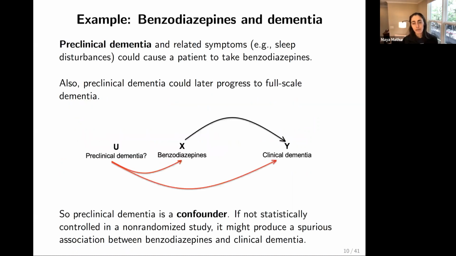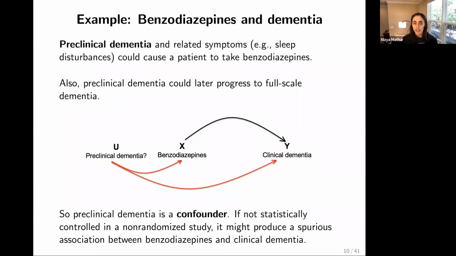So, for example, some investigators have been concerned about confounding by variables like preclinical dementia, which is pretty hard to measure. So why is that a problem? Well, it could be that preclinical dementia and related symptoms, like let's say sleep disturbances or mood dysregulation, could cause a patient to take benzodiazepines. And so that means that preclinical dementia is something that might affect who gets the exposure. So that's in this causal diagram represented by the arrow going from preclinical dementia to benzodiazepines.